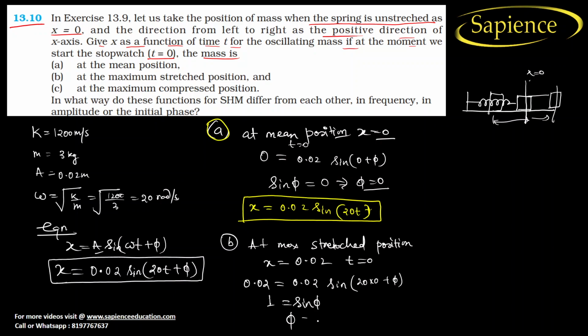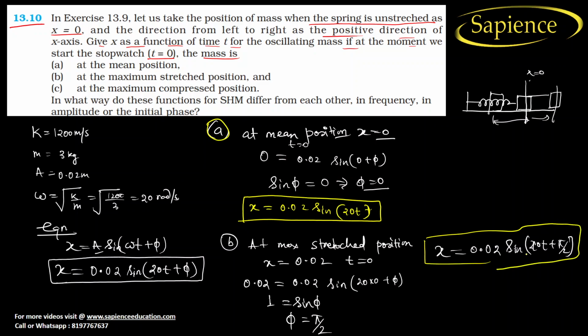So from here, phi will be equal to pi by 2. So we need to put the values now. If we put the values, we will get x as 0.02 sine 20t plus pi by 2. So this is our desired result for this question. I hope you have understood now.